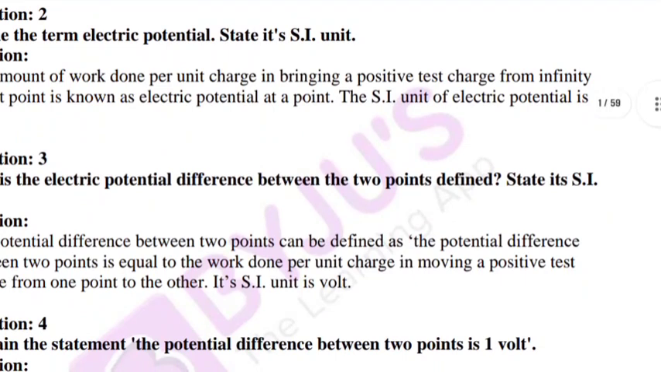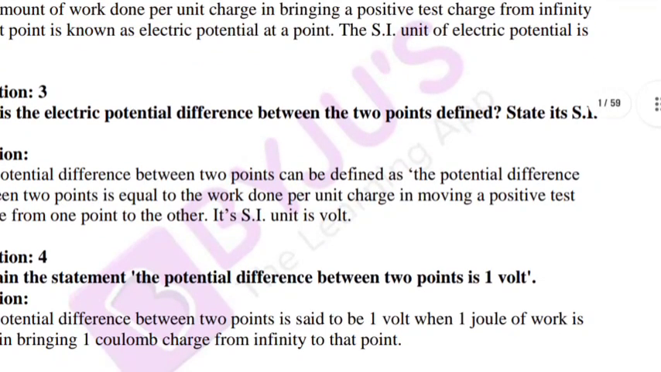The third question is: how is the electric potential difference between two points defined? State its SI unit. The potential difference between two points is defined as the work done per unit charge in moving a positive test charge from one point to the other. That is called electric potential difference, and its SI unit is volt.